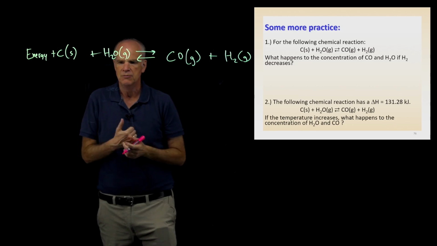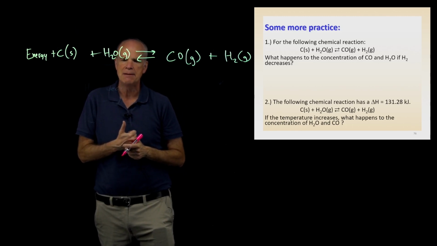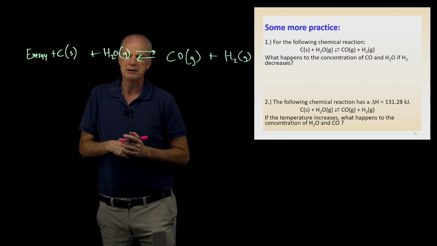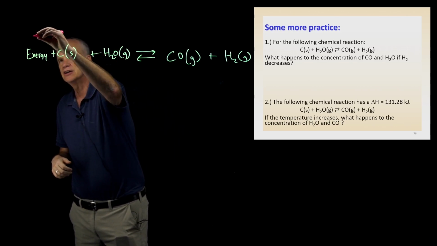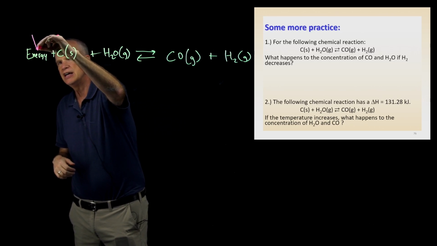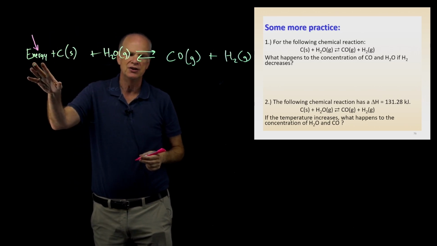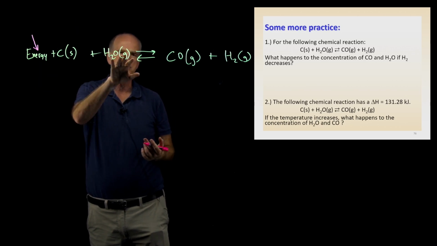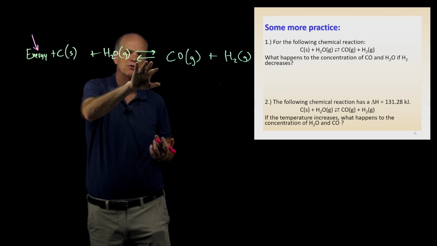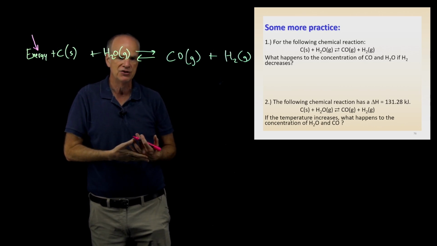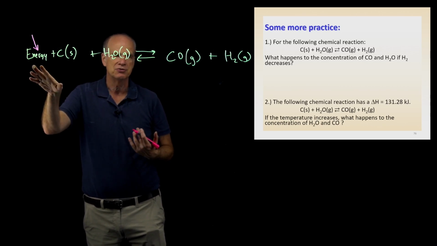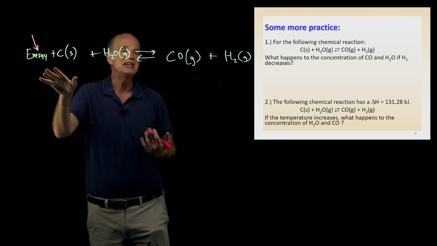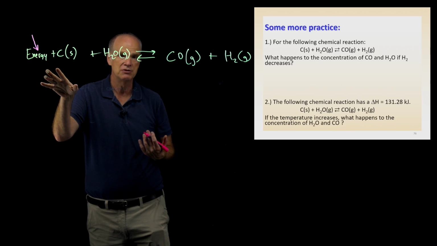It says, if the temperature increases, what happens to the concentration of water and carbon monoxide? Okay, so the way I think about it is this. We are increasing the amount of energy. So the stress is increased temperature, which is increasing the amount of energy. Which of these two reactions, the forward reaction or the reverse reaction, will relieve the stress? Well, if the stress is increased temperature and increased energy, we want to favor the reaction that will decrease the energy. So how do we do that?